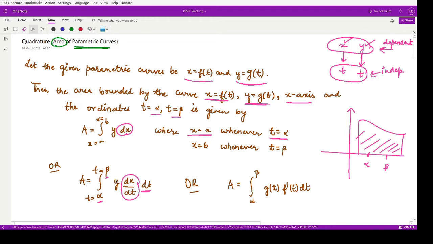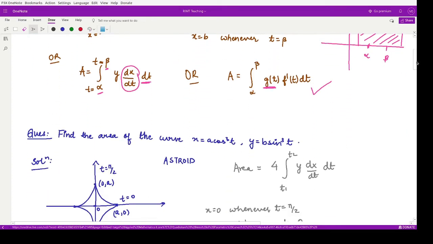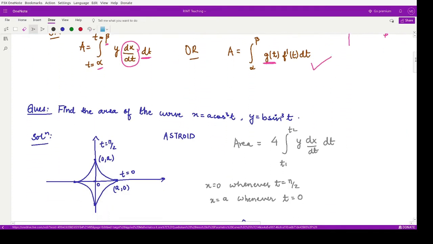And y is given to be g of t, so this is g of t. And what is dx by dt? That is given to be the derivative of this curve, so it would be f dash t. So this is the formula that we shall use to calculate the area for the given parametric curves. So let us see one example.